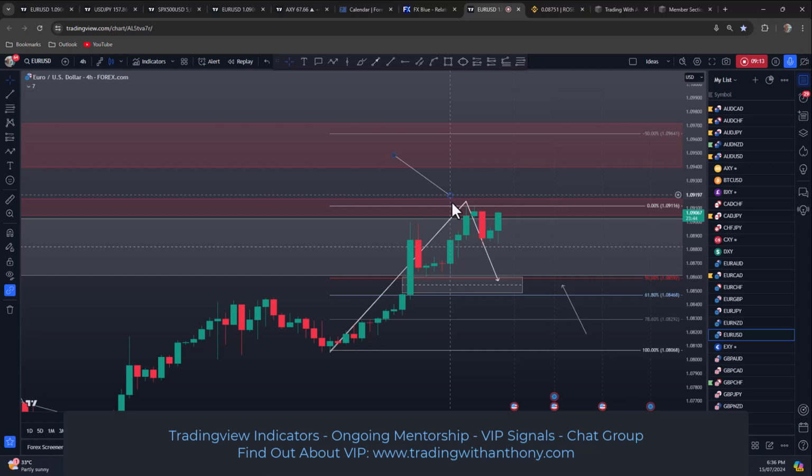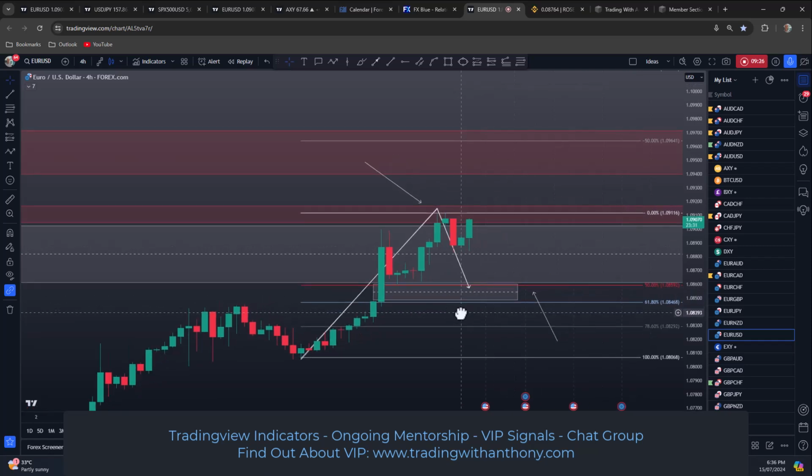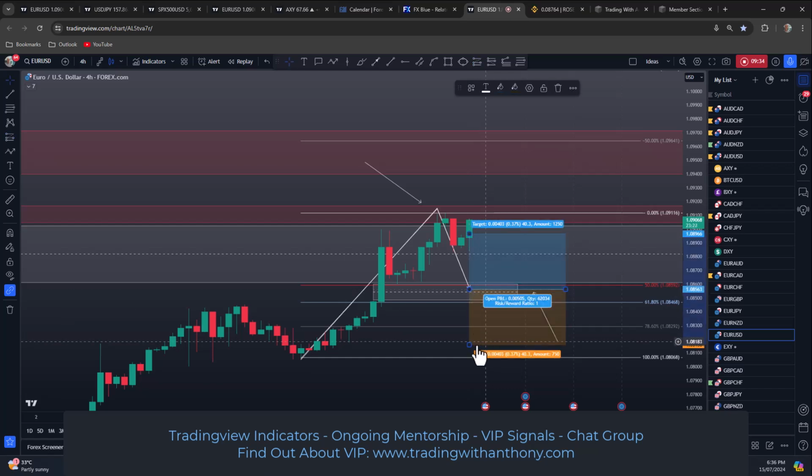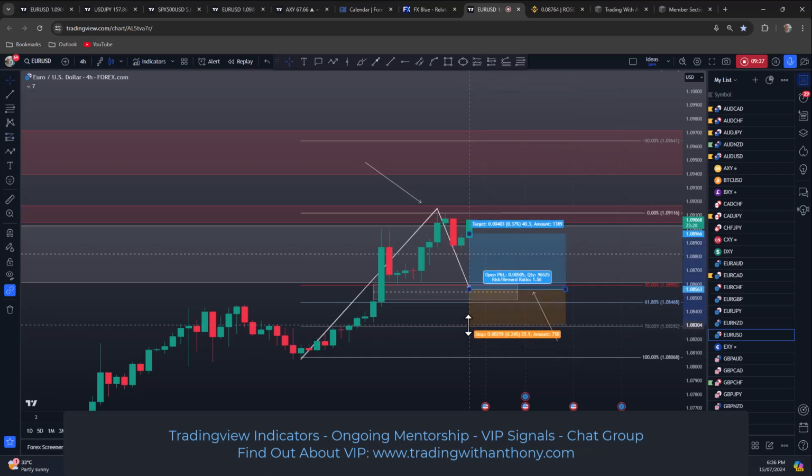So this would be an ideal entry point with the combination of this imbalance and a pullback down into the 50 to the 61.8% Fibonacci zone. Now, two ways you could approach it. One would be to set up a limit buy. Set and forget. It's a bit of a risk, but let's do that.